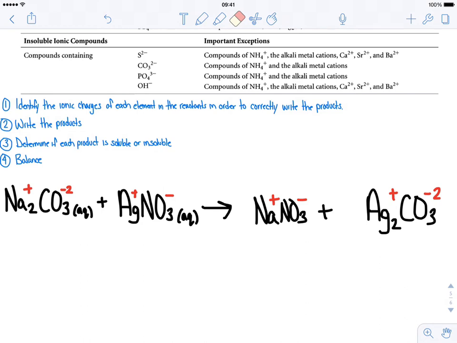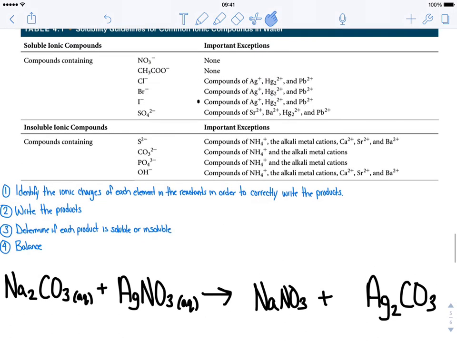Okay, so now we've done steps 1 and 2. We identified the ionic charges of each element in the reactants. So right here, that's what we did here, here, here, and here. And we use those charges to help us be able to write our products correctly. Okay, so we don't really need these anymore. Okay, now we need to determine if each of the products is soluble or insoluble.